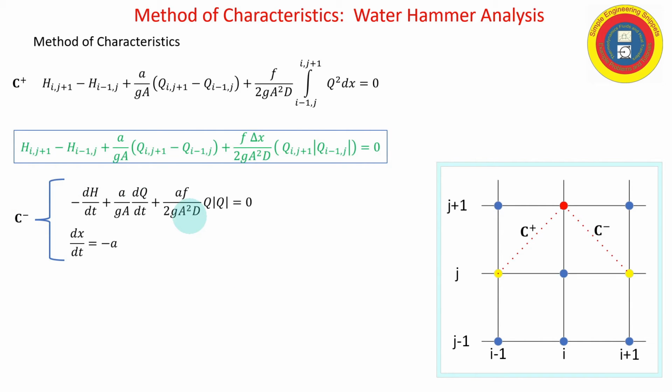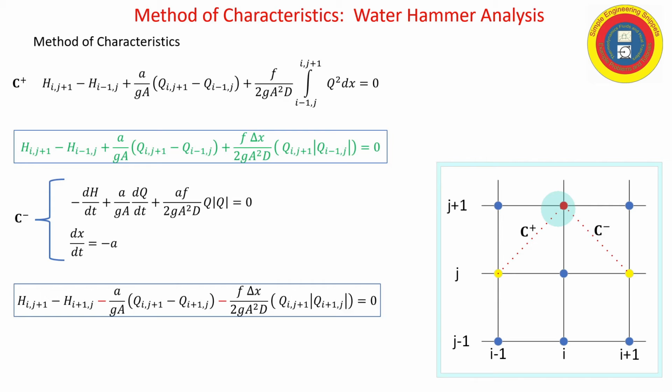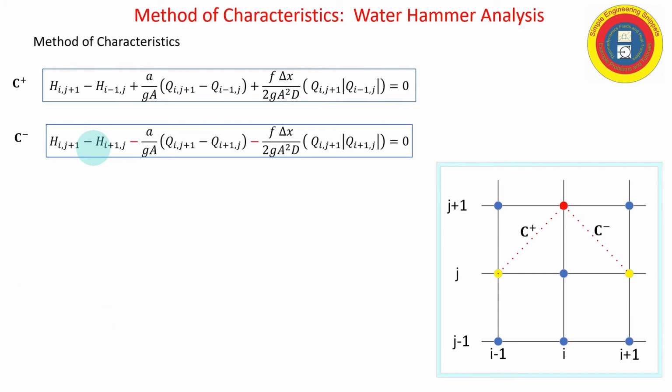Okay, so now we can do the same thing along the negative characteristic. It's the exact same procedures, exact same amount of work. And I'm going to skip all that and just give you the boxed equation. There are some noted differences. We have some negative signs that did not appear along the C+ characteristic, so they are different.